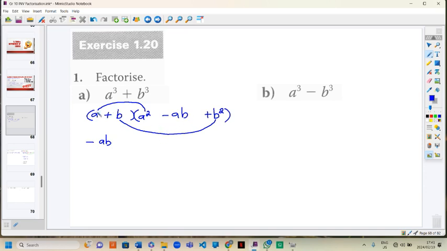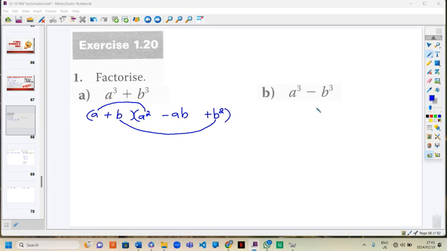So you always do the first term and the first term to get the first term, and the last term and the last term to get the last term. Then you multiply these and you switch the sign to get the middle term. Easy peasy.